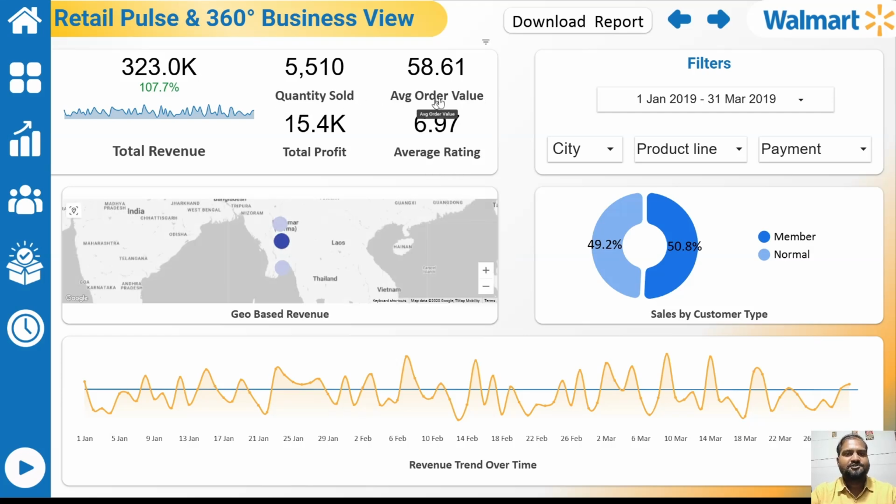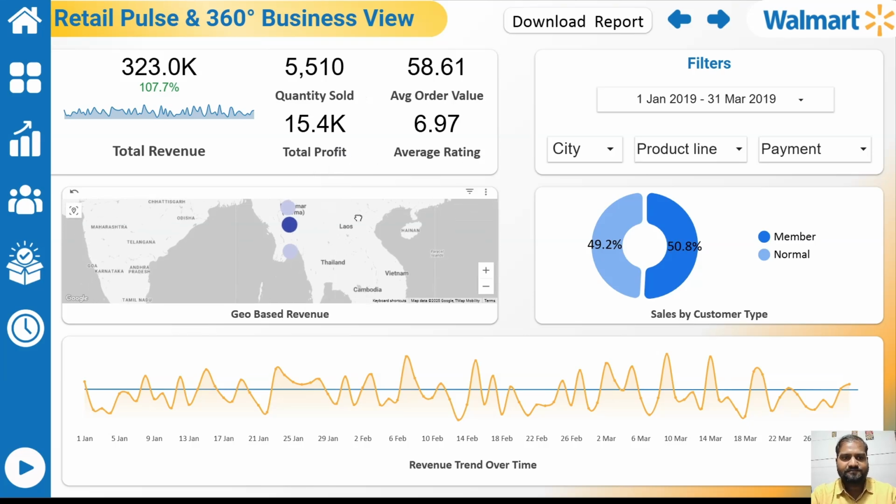So this is the very first page of our dashboard called executive summary. Here at the top we can see the important KPIs like total revenue, which is 323k, total quantity sold 5510, average order value of 58.61, total profit is 15.4k, and the average rating is 6.97.